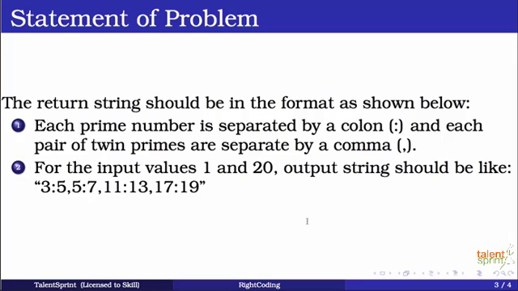So let's say for the input value in the range 1 to 20, the prime numbers 3 and 5, as you see, are separated by a colon. And the twin primes 5, 7 again are separated by a comma. So again 11, 13 separated by a colon and the set 13, 17 separated by a comma. So we just have to figure out which numbers are prime and which are pair of twin primes.